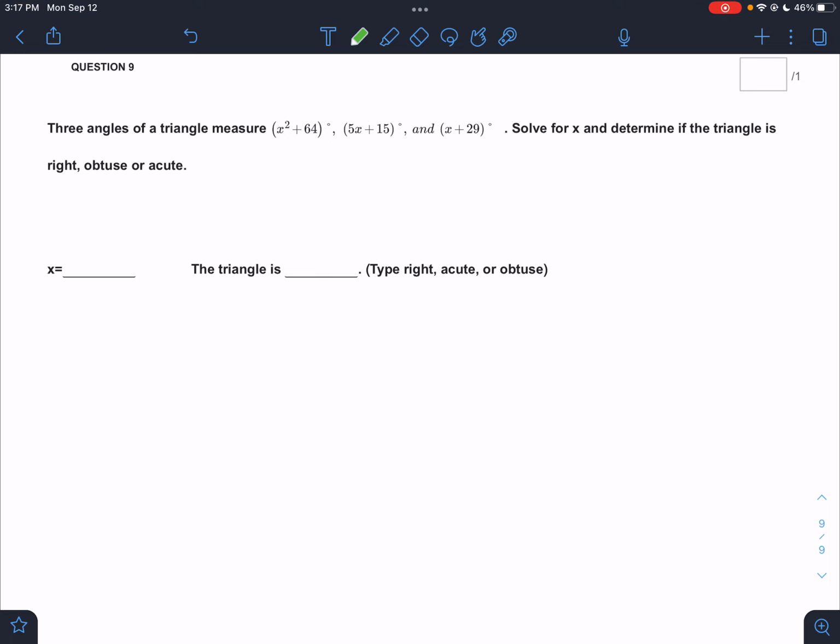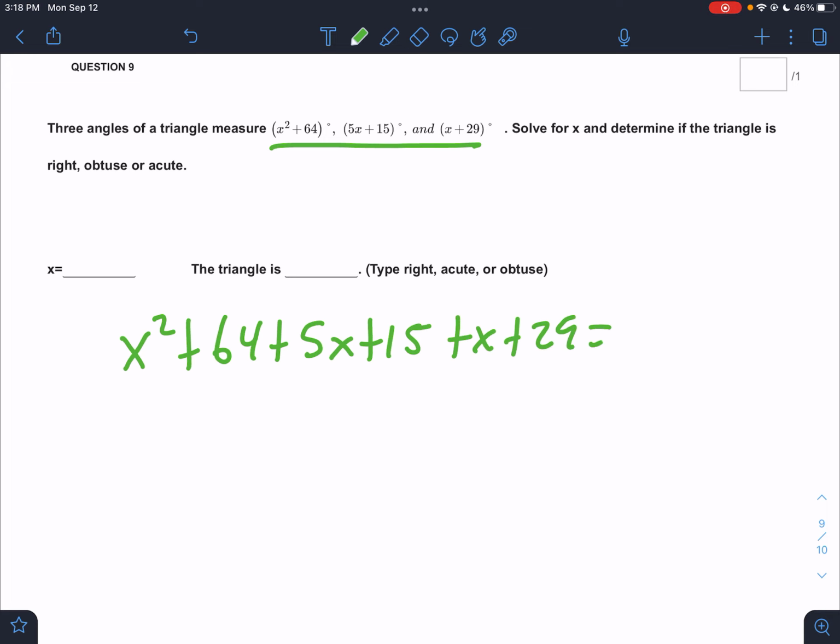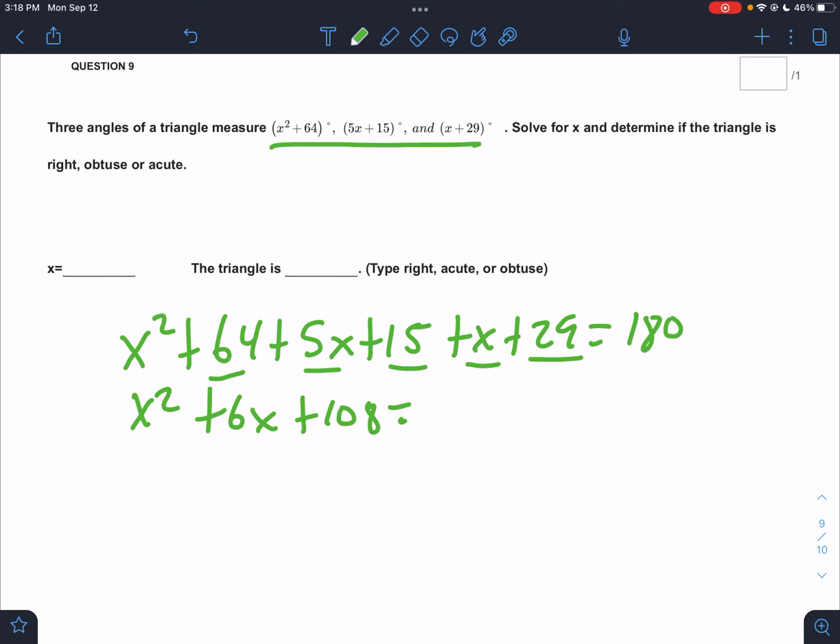The three angles of a triangle measure that. Well, we know that they have to add up to 180. So x squared plus 64 plus 5x plus 15 plus x plus 29 has to equal 180. So x squared, that would be 5x, 6x. 64 plus 15 would be 79, 99, 108. So that's going to be plus 108 has to equal 180.